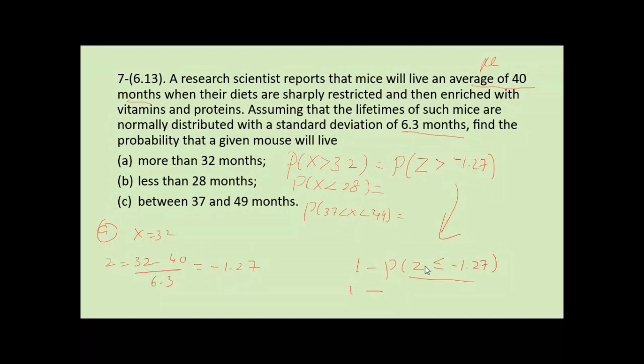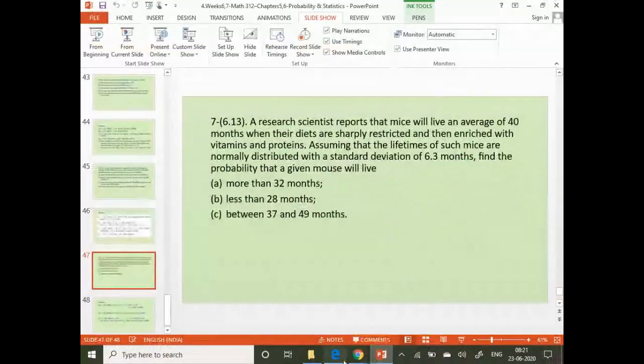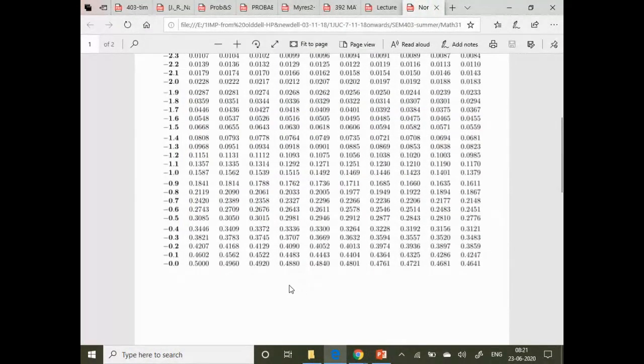What is it? On the table and then you will come back. Go off, no problem. Negative 1.27. No, it's here. Negative 1.27 is here. That is good. Negative 1.27. Okay.